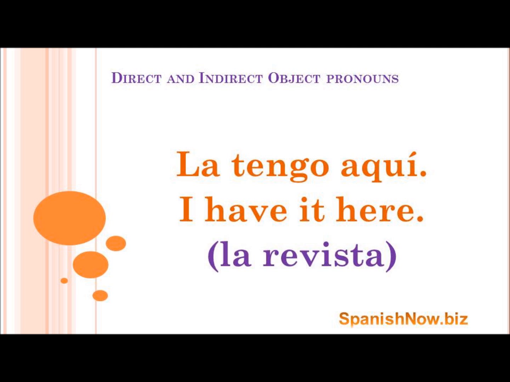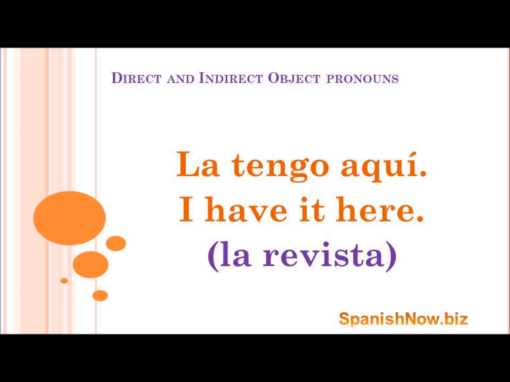In the example I give here, we're using the noun la revista, which is a magazine, the magazine. So if I had the magazine here, I would say "la tengo aquí." I have it here. The la referring to a singular feminine object. If it was plural, like I had many magazines, "las tengo aquí." I have them here.